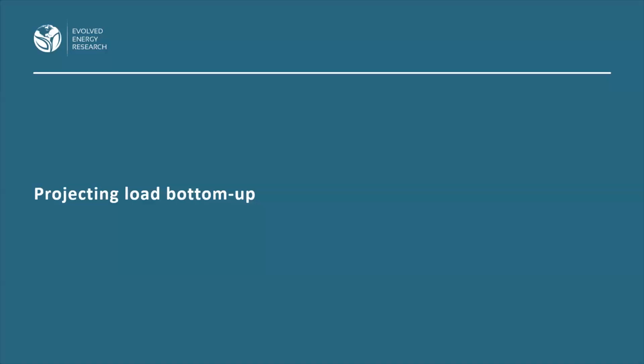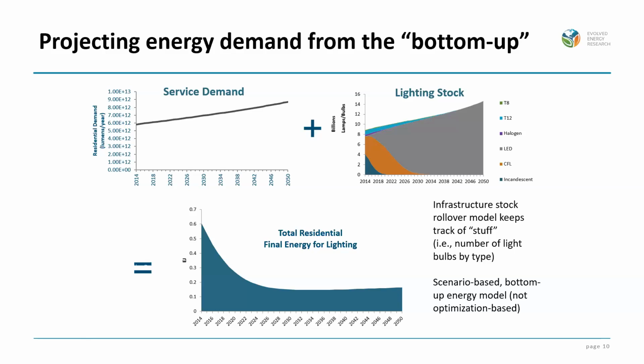So I'm going to change gears and talk a bit about projecting load bottom up. The way that we do this is with a stock turnover accounting model. We call this model Energy Pathways, but basically it breaks the economy down into subsectors. It projects service demand through 2050. We do a stock turnover with user input assumptions on what sales may be, and sometimes those sales rates are informed by other adoption models. Sometimes they are themselves basically the outcome of a backcasting approach.